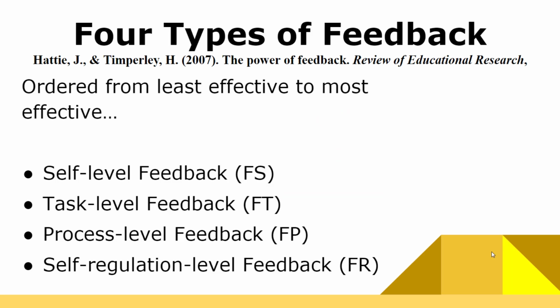I want to quickly discuss types of feedback. As you're working with your students, you can try to think about what kind of feedback would be the most powerful to give them. So right now, there have been 4 types of feedback that have been identified. The least effective feedback, called self-level feedback, which is FS. A little bit better than self-level feedback is task-level feedback, or FT. Even better than task-level feedback is process-level feedback, which is FP. And the best type of feedback for students is self-regulation level feedback, which is FR.